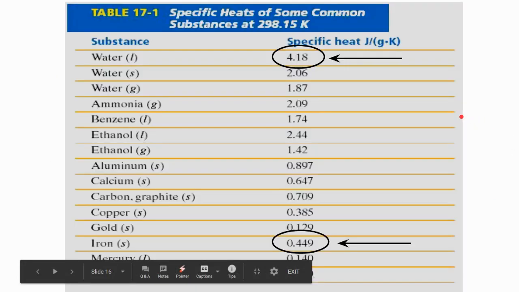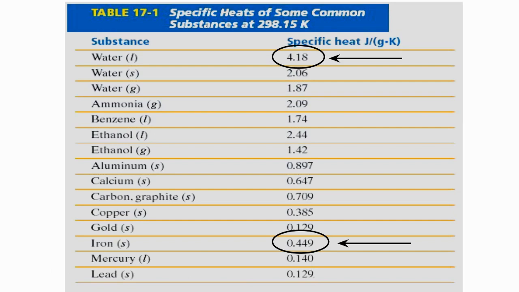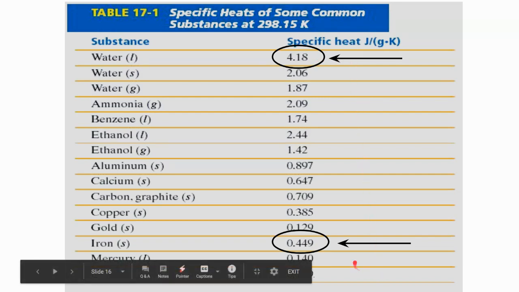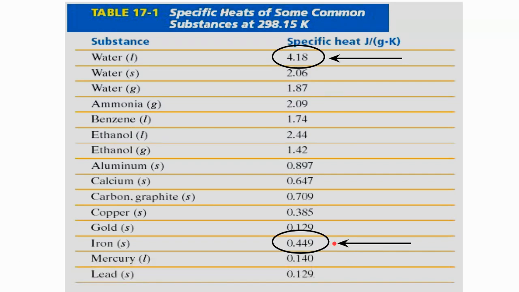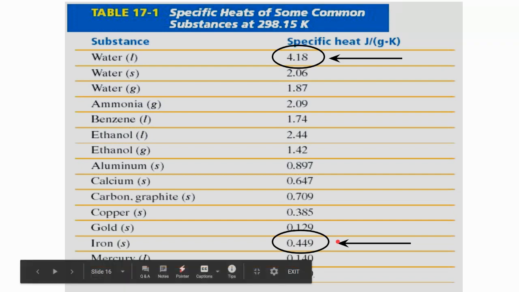Okay, so here's a table of the specific heat of different substances. So you can see water's value, 4.18 joules per gram degrees Celsius. And if you compared it to iron, iron's going to heat up super easy. If any of you have a cast iron skillet, it heats up super fast. And then it will also cool down real fast. Water doesn't do that.